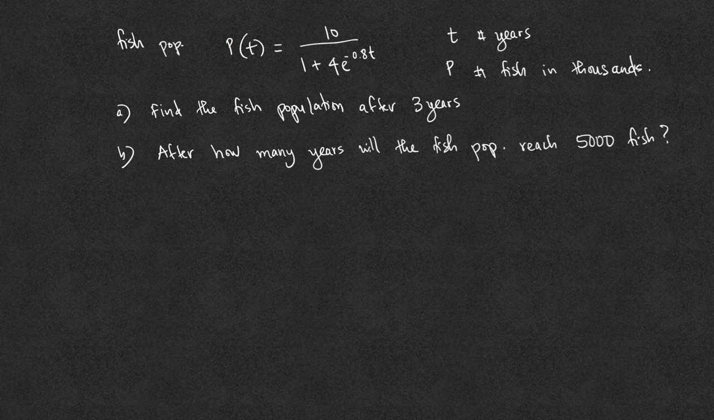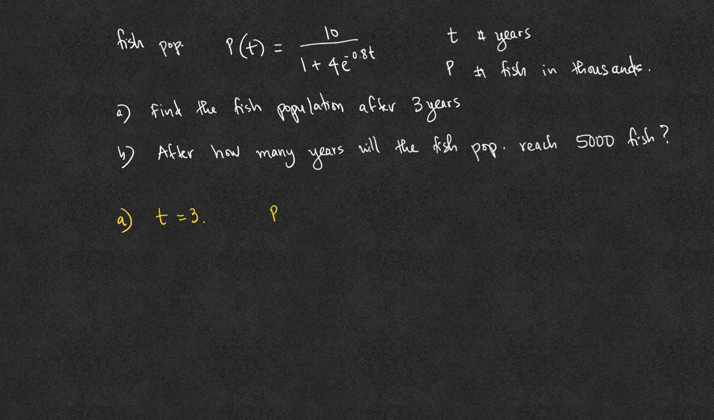Even if we were given P equals 10 over 1 plus 4 e to the negative 0.8t, we interpret it as P is a function of t, even without the of t notation. For part A, we were given t equals 3. 3 has the unit of years, so 3 has to be t. The question asks for the fish population. There are only two variables in this equation. One is t for years, and one is p for the number of fish. And so we're looking for p when t is 3.